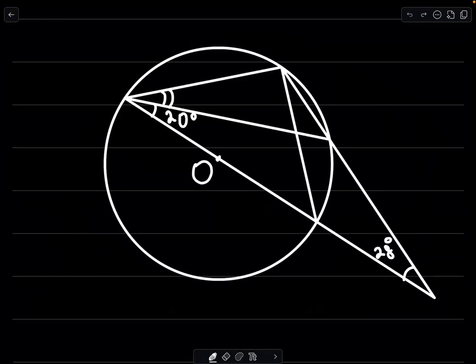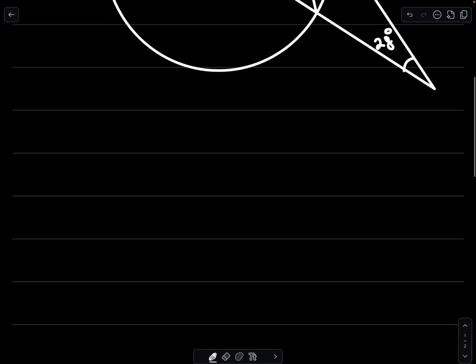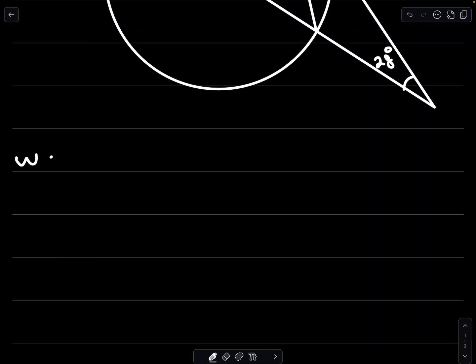This is the diagram, and we want to find this angle. First of all, we can see that this angle will also be equal to 20 degrees. They are angles in the same segment. Let me call this angle W. W equals 20 degrees. And what's the reason for that?